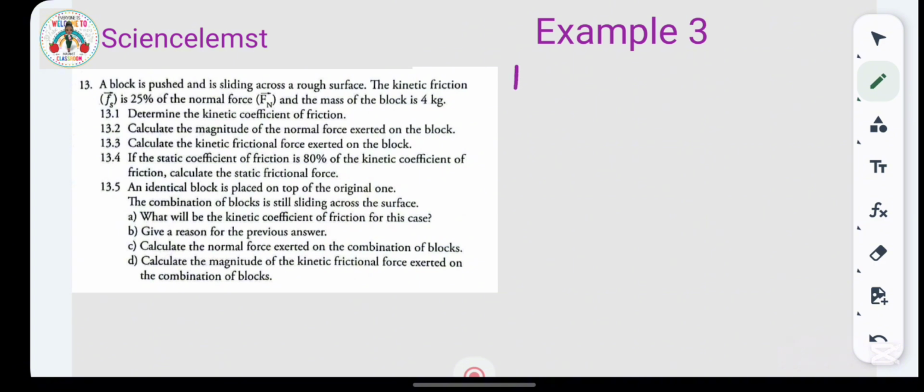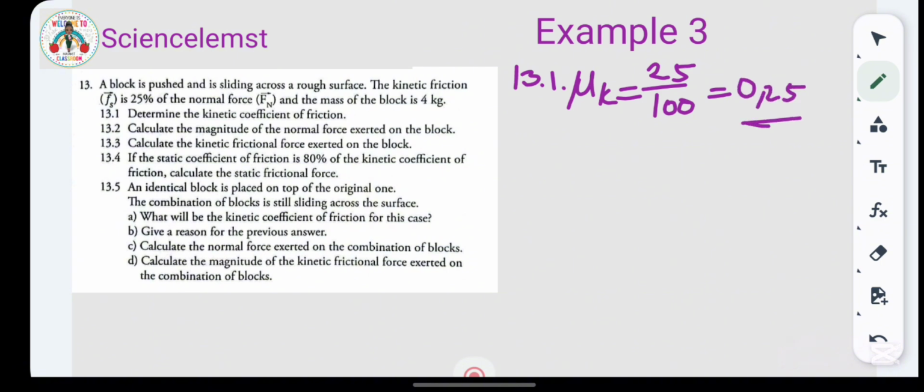Okay, so this is quite easy because the coefficient of friction is the ratio of the frictional force and normal force. And the statement is telling you that the kinetic friction is 25% of the normal force. So that 25% is telling me the ratio. So it means that my UK is equal to 25 divided by 100, which gives me what? 0.25. Okay, easy.